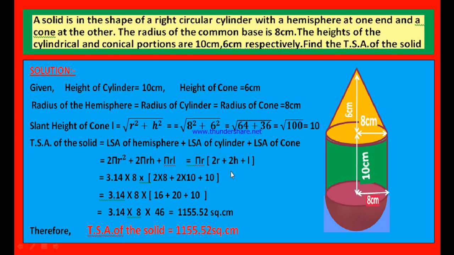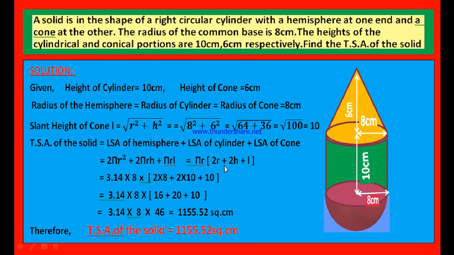But if you use this procedure, with one calculation you can simplify and get the final answer. Okay, anyhow, substitute pi value 3.14 into πr(2h + l)... r is 8, 2 into 8 plus 2 into h. h is the height of the cylinder. Height of the cylinder is 10.